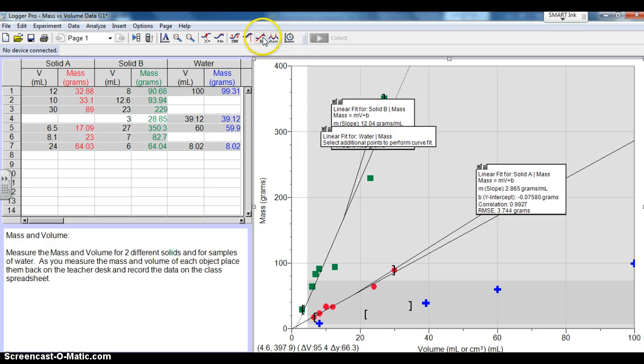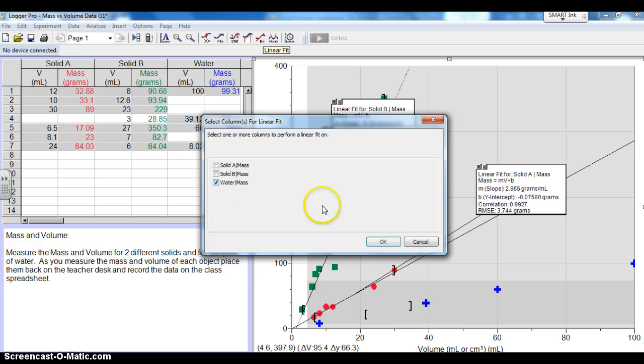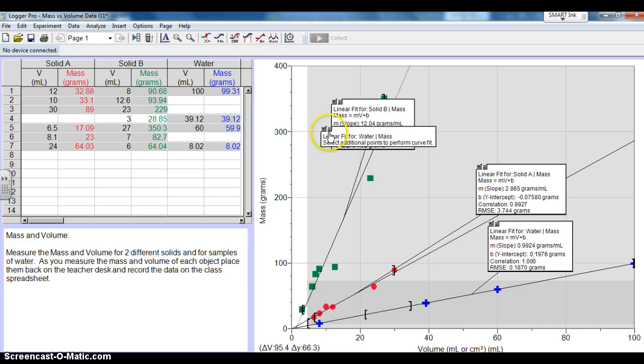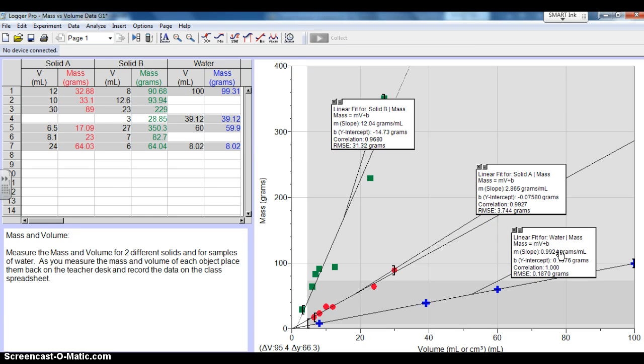since its volume is almost the same as its mass, we're going to see that its slope is equal to 0.99. It has a slope of almost 1 because its volume and its mass are almost the exact same.